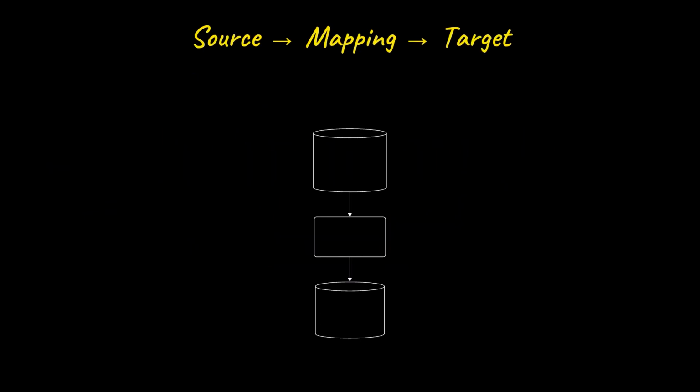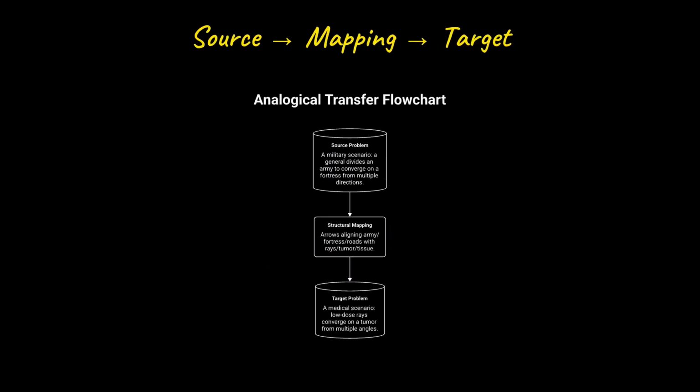In Gick and Holyoak's classic studies, participants who read about a general dividing his army to converge on a fortress were far more likely to solve a separate medical problem requiring rays to converge on a tumor. The military and medical scenarios share the same divide and converge structure, even though their surface features are completely different.